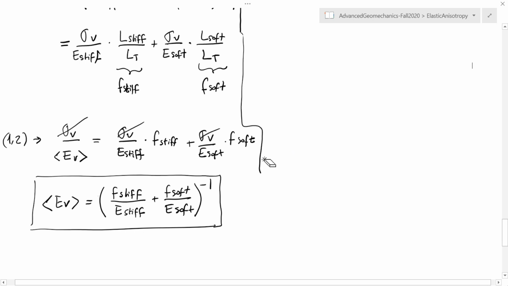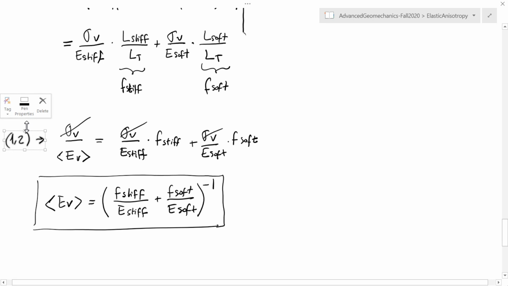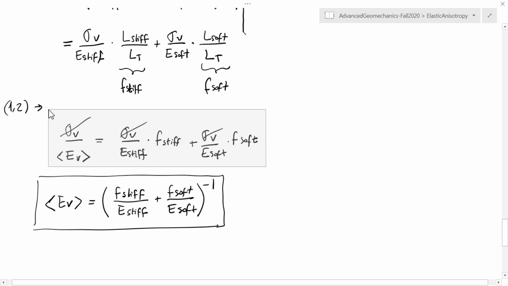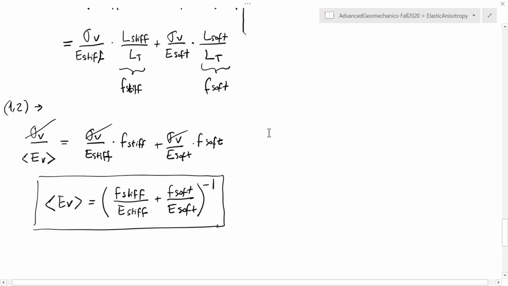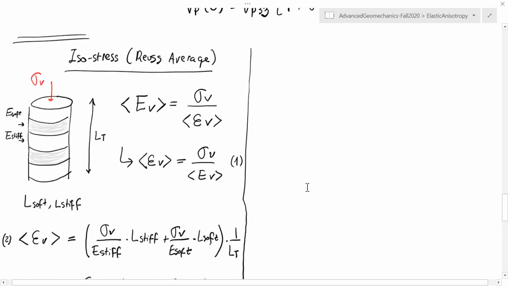Let me quickly fix this so I don't have to move my equations later for the parallel modulus. All right, so now I can continue with this straight line. What I'm going to do now is develop the equation for the isostrain solution, also known as the Voigt average.